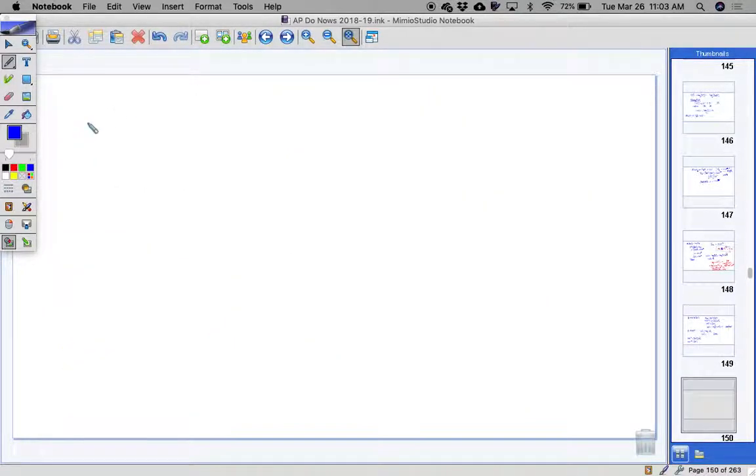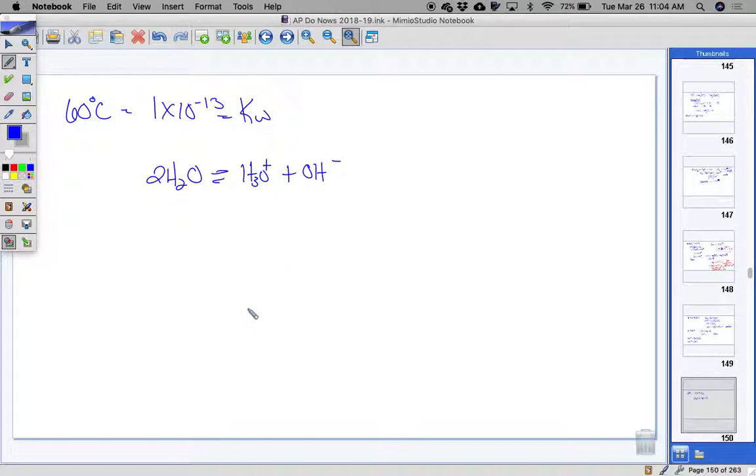Okay, so look at the next example. It says at 60 degrees, Kw is 1 times 10 to the negative 13. Using Le Chatelier's principle, predict whether the reaction, our water ionization, to H3O plus and OH minus, is exothermic or endothermic. So Kw at a higher temperature, does it get bigger or smaller? Bigger. The original one at 25 degrees is 10 to the negative 14. So it got bigger.